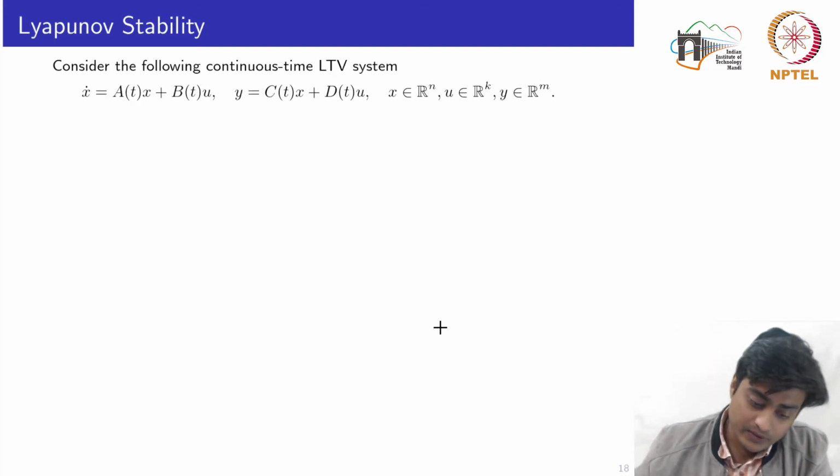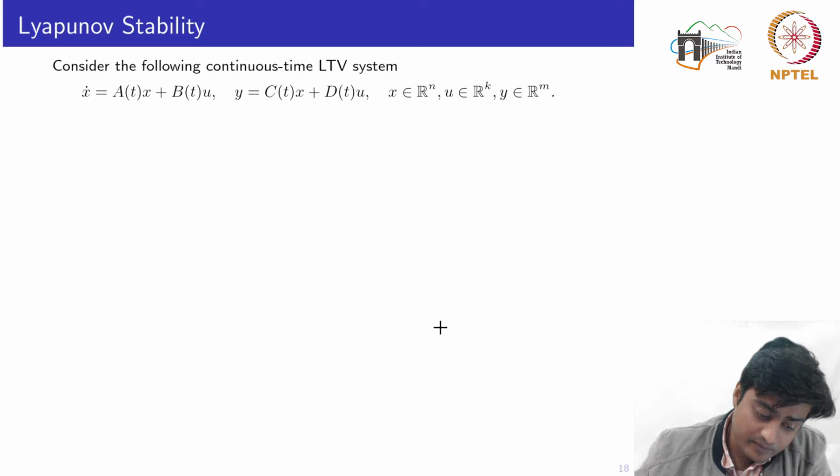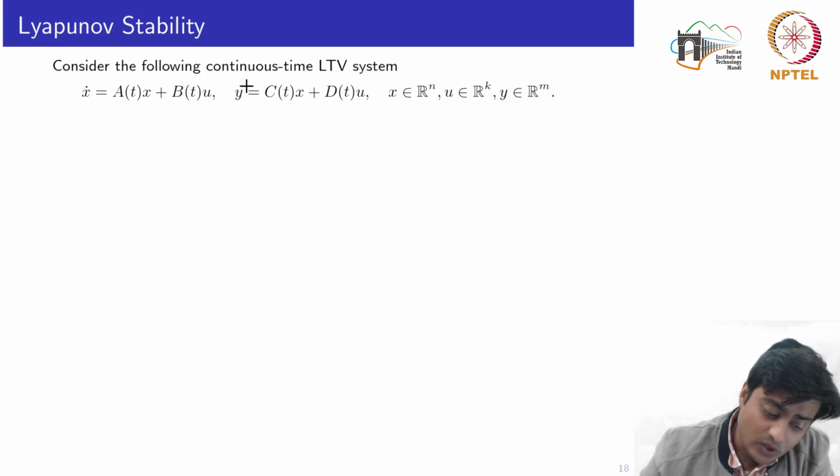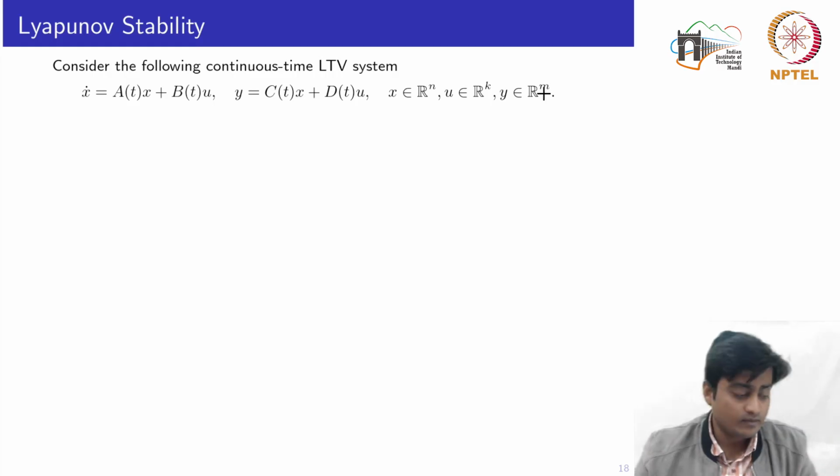Let's see what we mean by that for the linear state space system we had seen in the first week. Consider the following continuous time linear time varying system, where the linear system is given by the ABCD matrices, which are time varying, and the dimensions of x, u and y are n, k and m respectively.